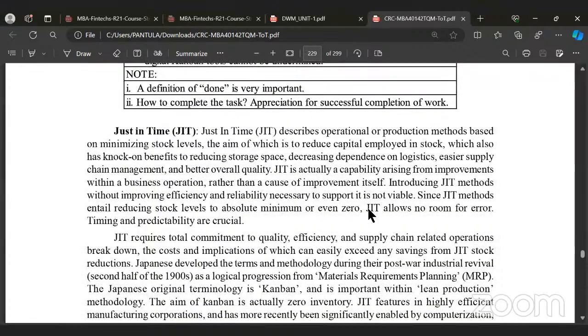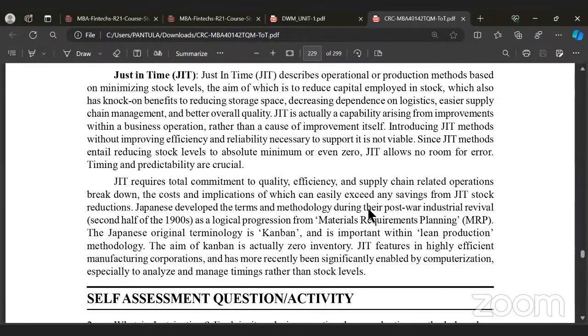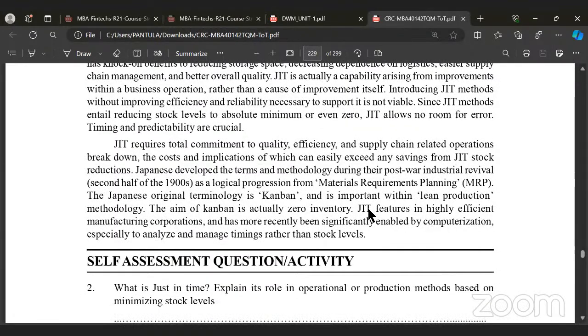And JIT, just in time. What is meant by just in time? Here, products come to the warehouse at the right time. It describes an operational production method based on minimizing stock level. Stock level is going to be reduced, aiming to reduce the capital employed in stock. Benefits include reducing storage space, decreasing the dependency on logistics, an easier supply chain, and better overall quality.